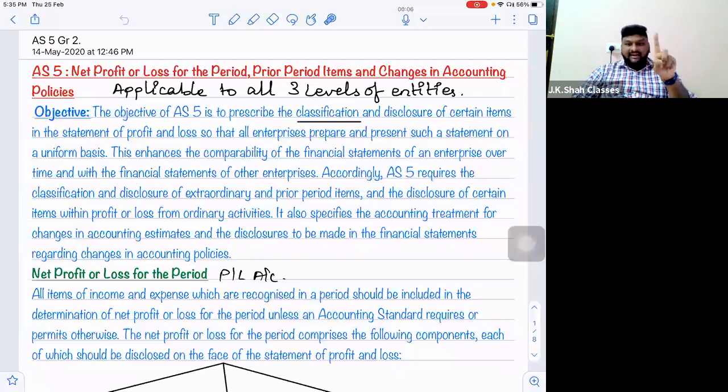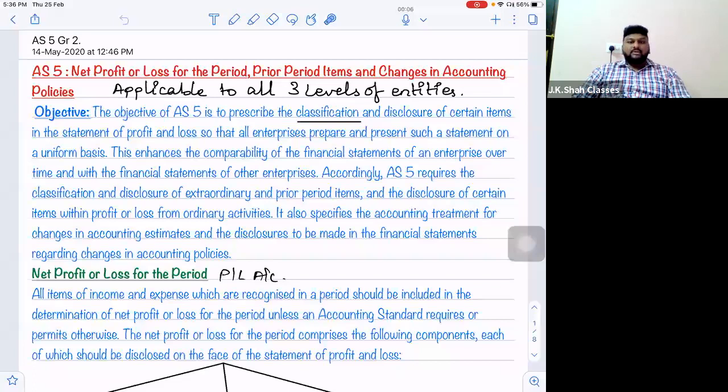Disclosure with respect to the fact of change should be disclosed, the reason of change should be disclosed, and thirdly, the quantifiable effect if it is ascertainable. So quantifiable effect was not compulsory. If it can be ascertained, then only you need to disclose it. If it cannot be ascertained, then no need to give a disclosure, right? Remember, in AS1, the same point will be covered again. So here, the major focus is on the presentation of the profit and loss account, followed by changes in accounting policies and changes in accounting estimates.